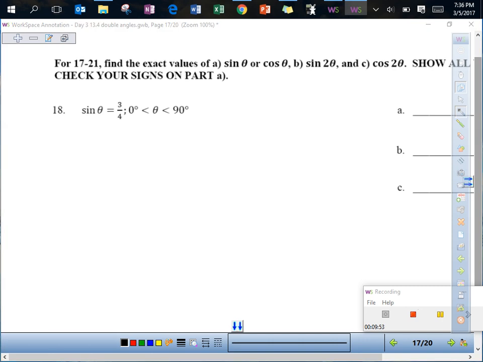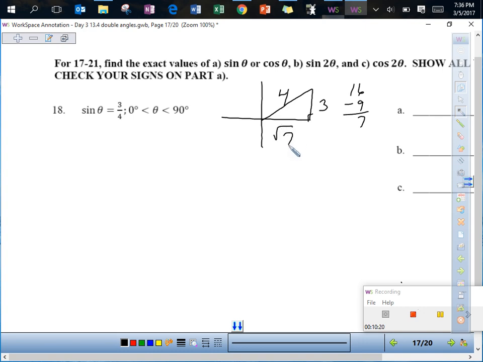Okay. So here goes your number 18. It says sine of theta equals 3/4, and we're in the first quadrant. So let's come over here. In the first quadrant, draw a reference triangle. Fix it up to where the sine is 3/4. Be careful finding the other side. It is not 5. My hypotenuse is 4, so that's my largest. So I'm going to go 16 minus 9 is 7. This value must be the square root of 7.